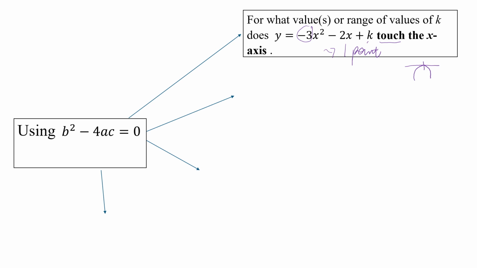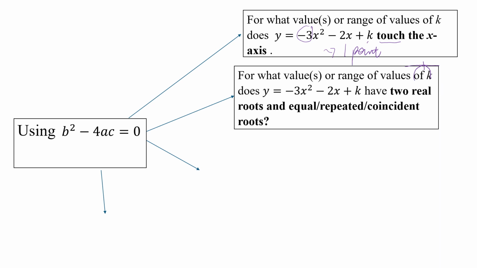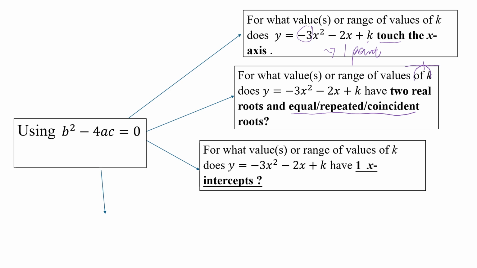How about another way of asking it? Yes, when this particular curve has two real roots, two real and equal or repeated, and sometimes they use coincident. So these three words are equivalent to each other. It can be equal, repeated, or coincident. It means the same thing. Have one x-intercept. Okay, one x-intercept is equivalent to this here. It touched the x-axis at only 1 point, so one x-intercept.